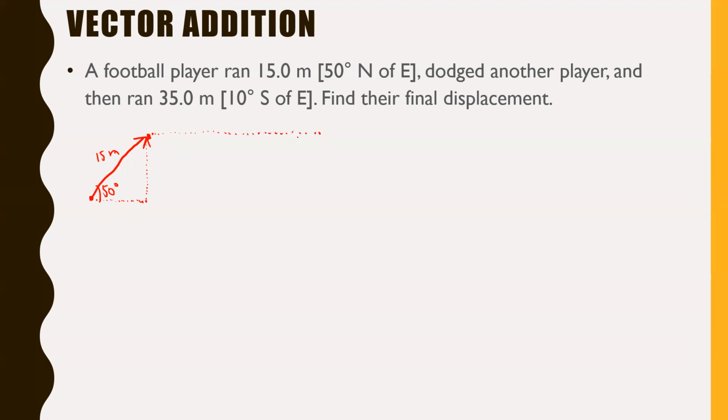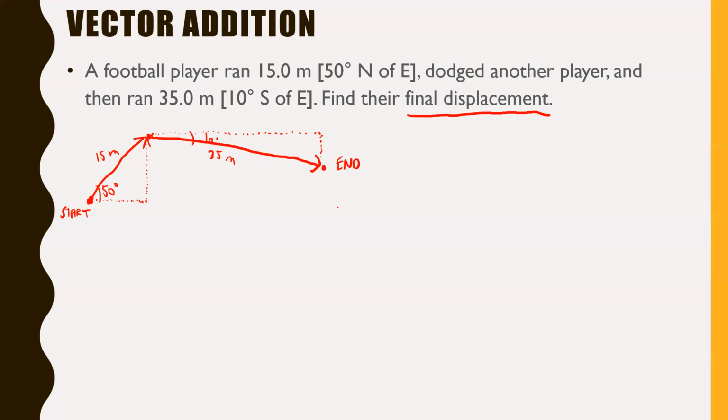That's probably good enough. And then 10 degrees south of it, that's not super far south. Say that's about there. And then I'm going to draw a line all the way over here, and that'll be our 35 meters. And this angle right here is 10 degrees south of east. What we're trying to find is their final displacement. So in other words, from the starting point, we'll just say start right over here, to our end point right over here, we want to find what that final displacement is.